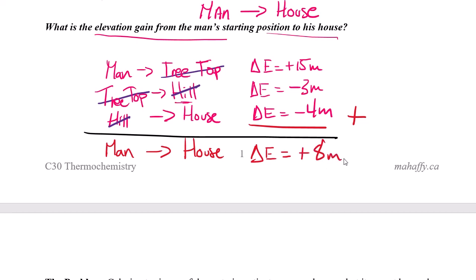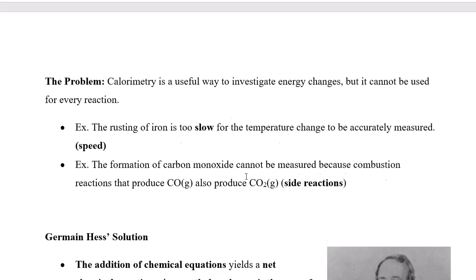which gives me a total elevation gain of positive 8 meters. And the good news is, if this makes at least a little bit of sense to you, you basically know how to do the topic that we're going to talk about in this lesson, which is Hess's Law. Hess's Law takes a similar approach, but instead of figuring out an elevation gain, we're going to figure out an enthalpy of a reaction.